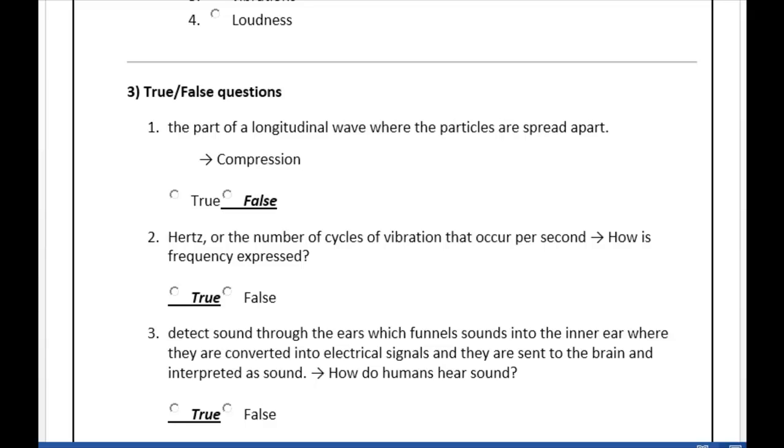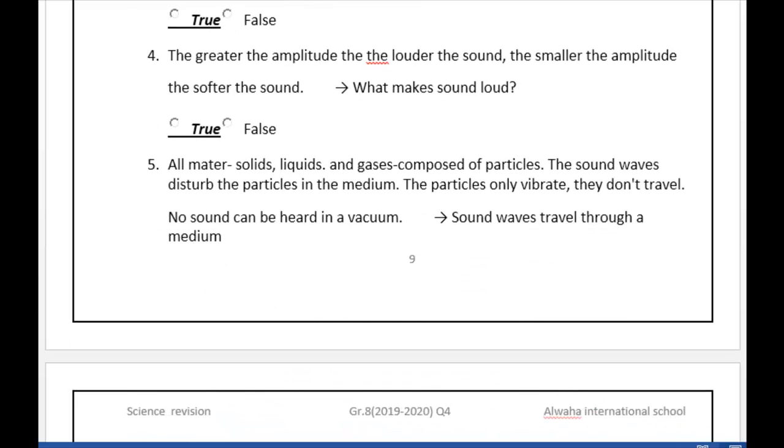Hertz, or the number of cycles of vibration that occur per second, is how frequency is expressed. True or false? True. Ears direct sound, which funnels sound into the inner ear. It is converted into electrical signals that are sent to the brain and interpreted as sound. This is how the human ears hear sound. This is true.